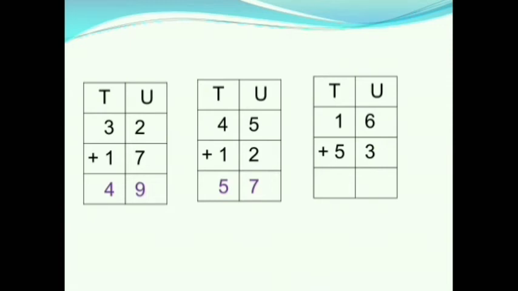First we should add the digits in the units place. They are 6 and 3. 6 plus 3 is equals to 9. So we will write 9 in units place. Next we should add the digits in the tens place. Which digits are there in the tens place? They are 1 and 5. 1 plus 5 is equals to 6. So we will write 6 in tens place. Therefore, the sum of 16 plus 53 is equals to 69.